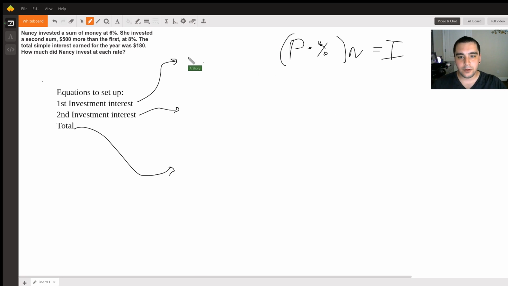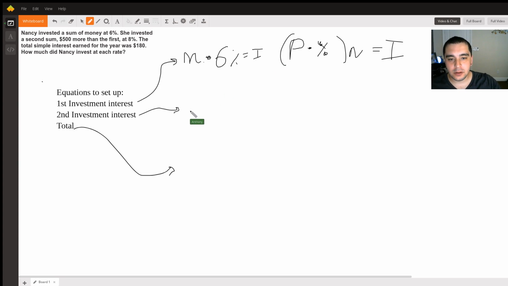So the first investment was only 1 year, so N is going to be 1. So it's going to be M as the principal times the interest rate, which is 6%, equals some amount I, right? Which we don't know yet, how much of that interest is actually from this first investment.